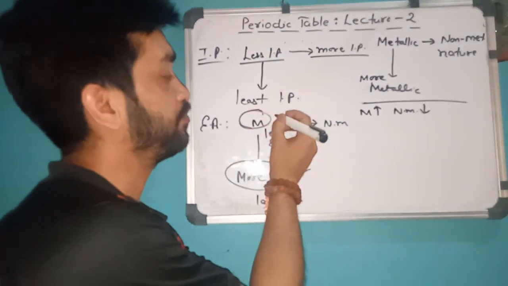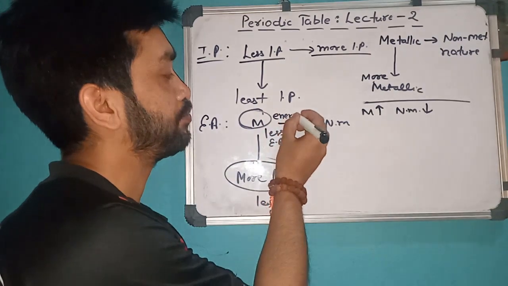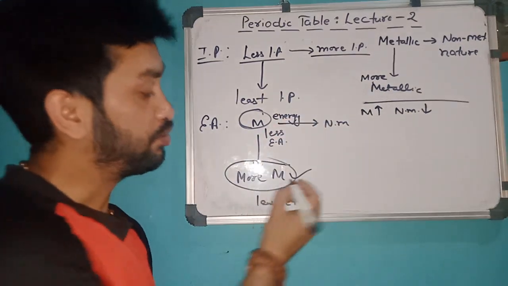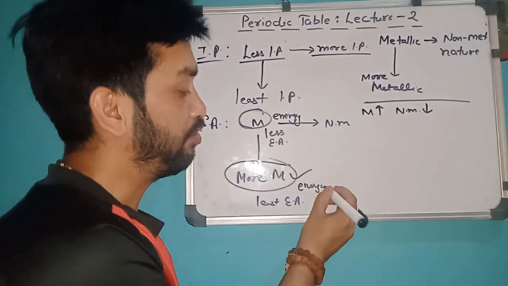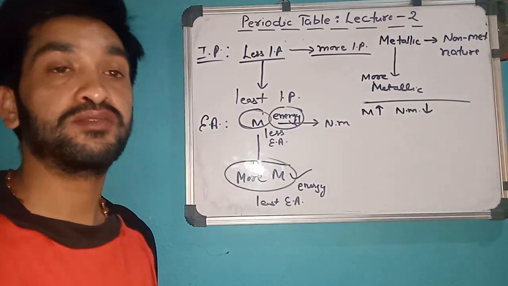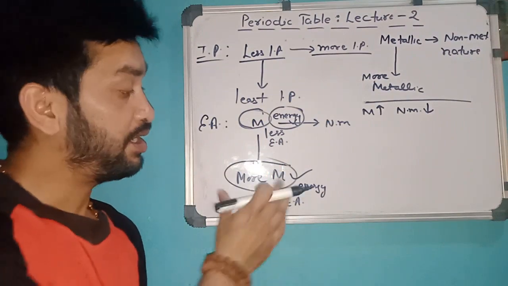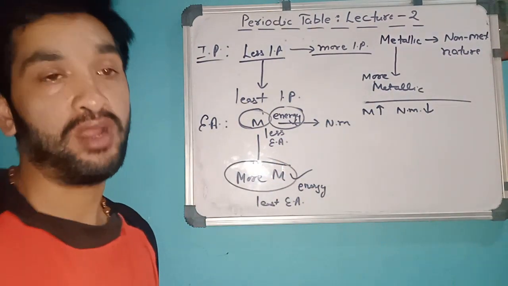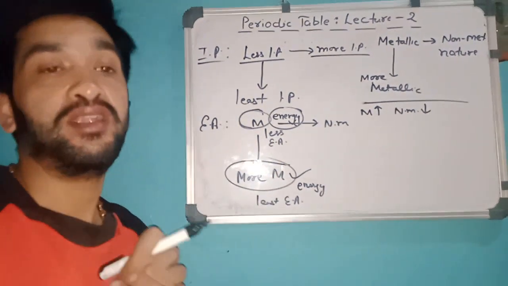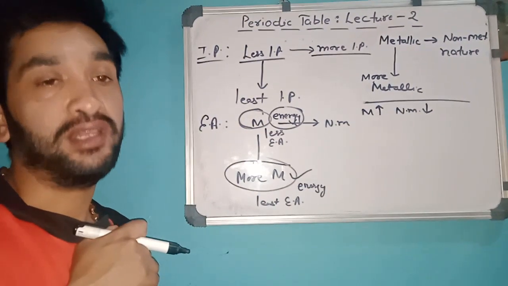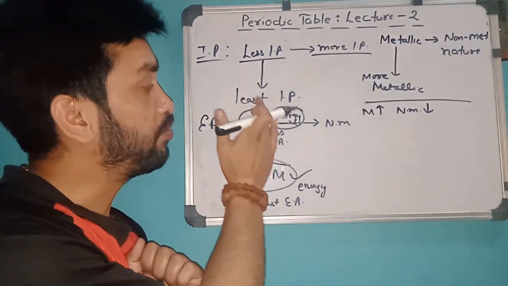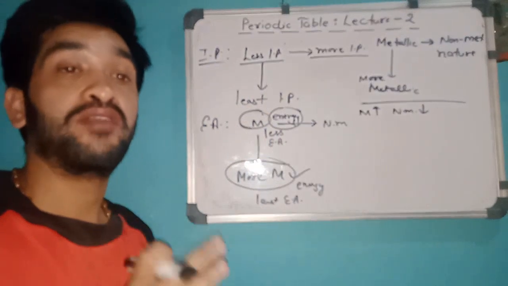It means if energy is released here, whatever be the energy, the energy that will be released here will be much less than this. Why? Because this is also a metal, reluctant to add an electron, and this is more metallic, more reluctant to add an electron, and if an electron is not added, energy is not released. Okay, so on moving from top to bottom, electron affinity decreases.